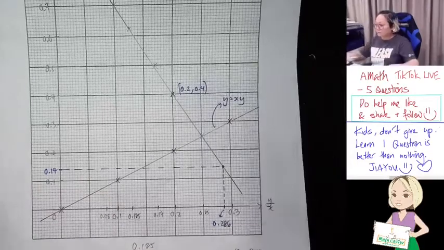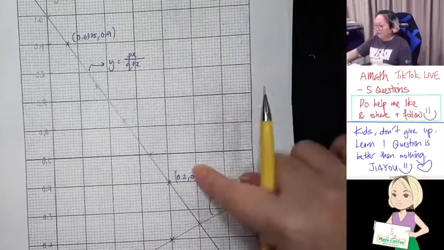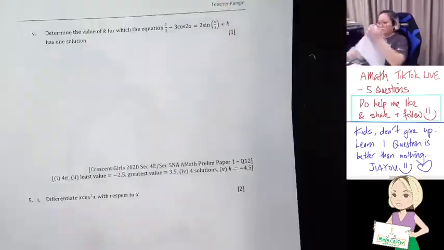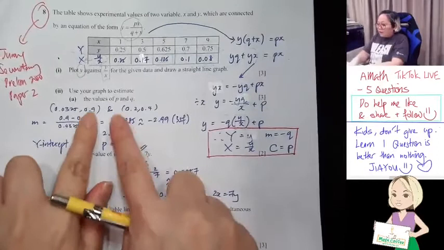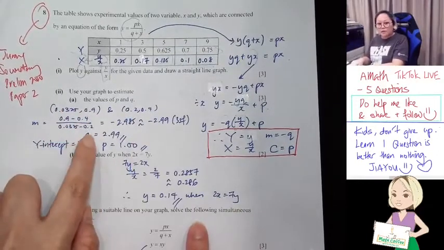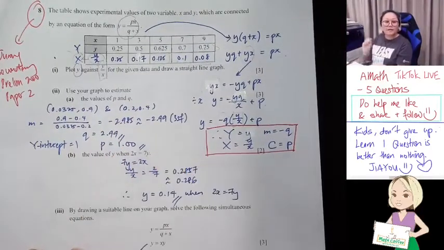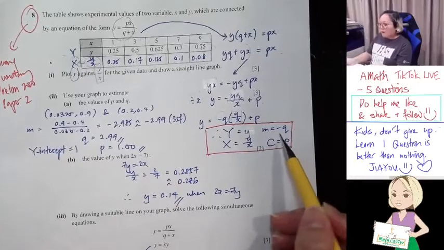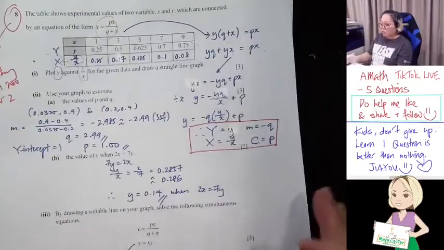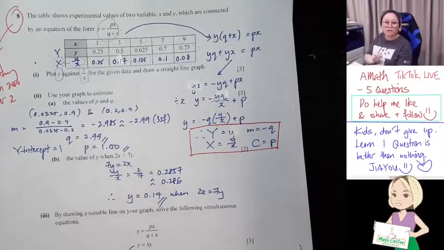Okay. Then after that, this is the 2 points to find the gradient. So I write out the 2 points. Use the gradient formula, y1 minus y2 over x1 minus x2, I get negative blah blah blah. So rounded to 3SF, I get minus 2.99. Then remember, our gradient is minus q. So my q will be the negative of this one, so it's positive 2.99.